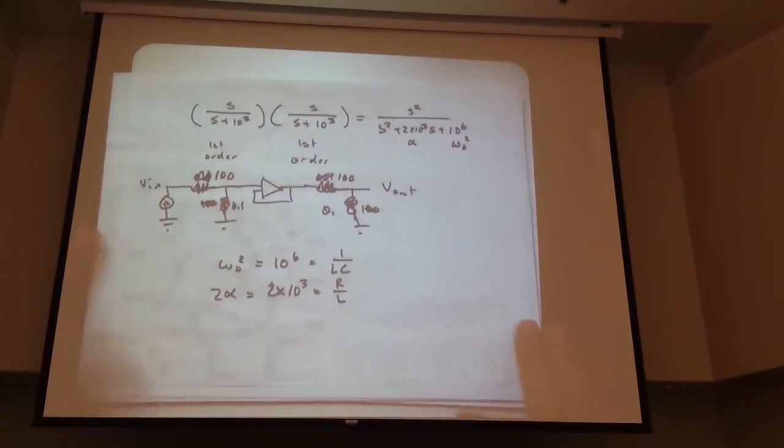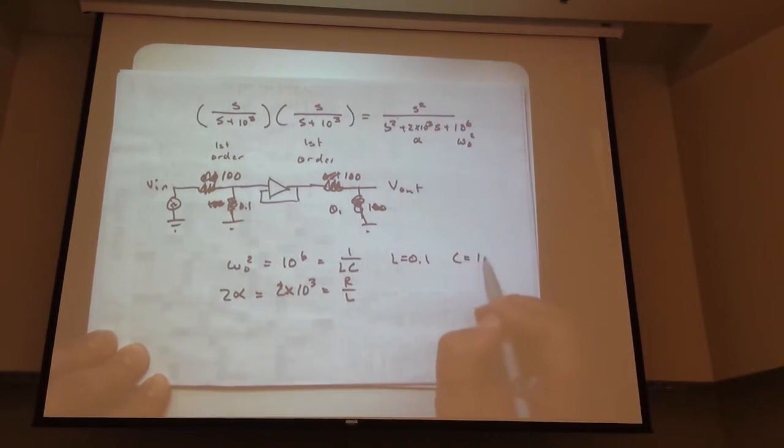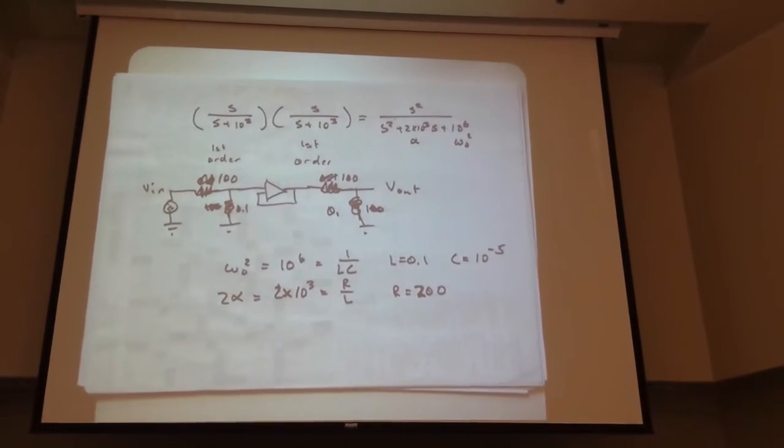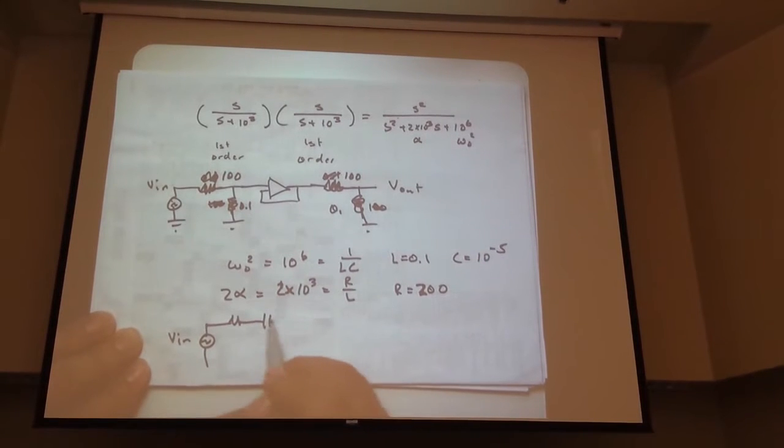using RLC circuits. Pick a value again. We can use L equals 0.1, use the same thing. C is 10 to the minus 5. And that gives us an R again equals 100. And what are we looking at now? Again, there's our Vin, R, C, and L.